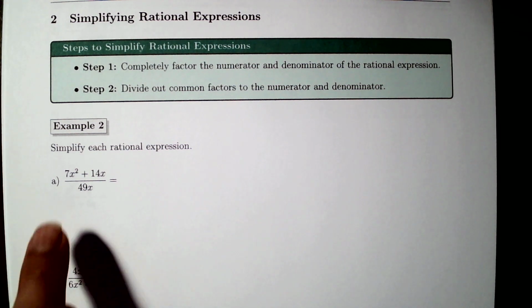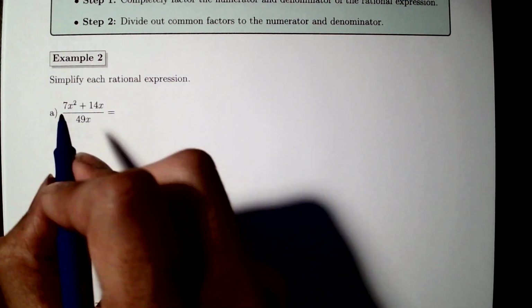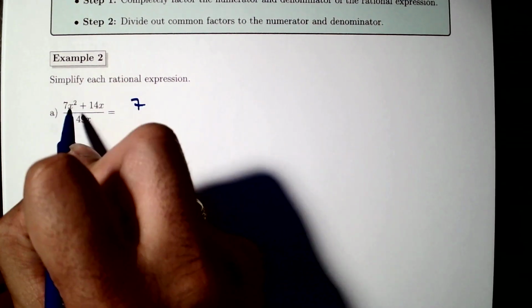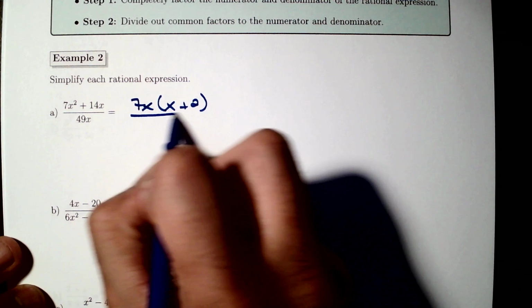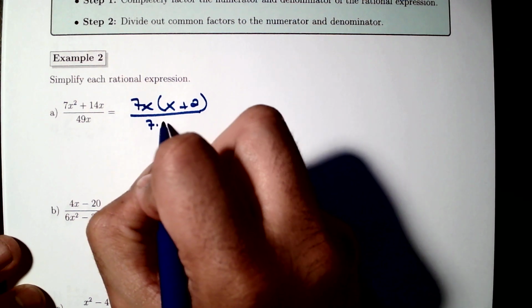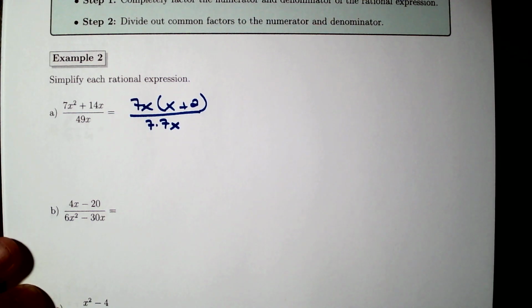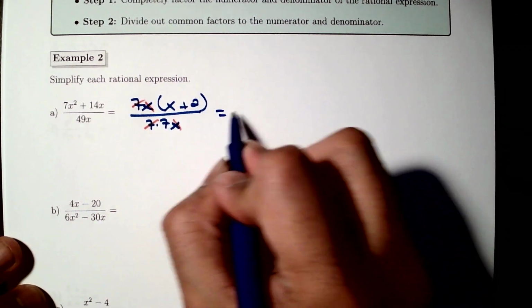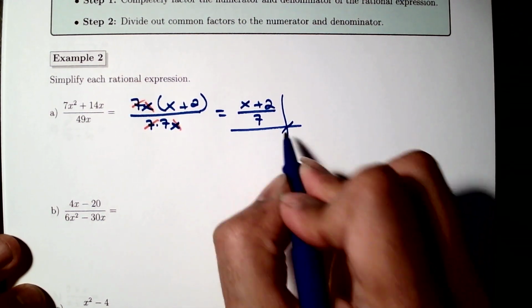Alright, so we are going to completely factor the numerator of this first example. If you look at this, they have a 7 in common, and they have 1 power of x in common, leaving us with x plus 2. Now if I factor the 49x, in this case I can factor that as a 7 times 7x. And in this case we are going to divide out the common factors. Cancel the 7 with the 7, cancel the x with the x. That's going to leave us with x plus 2 in the numerator and 7 in the denominator.